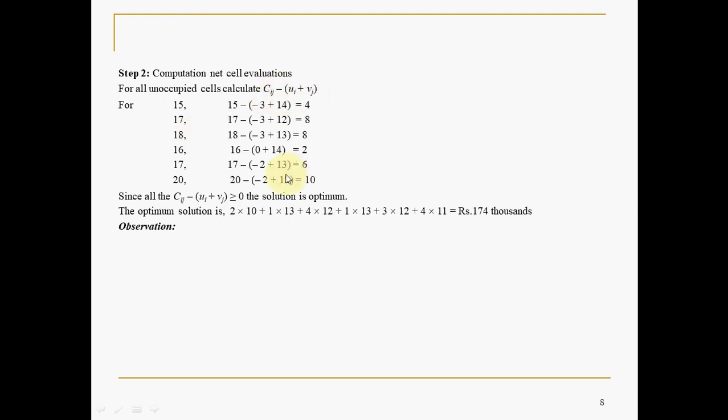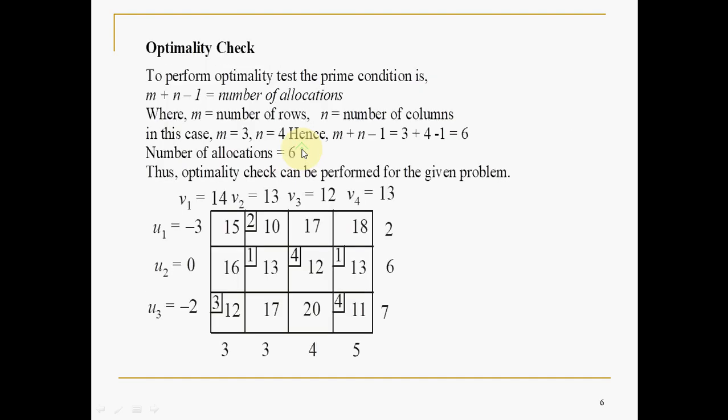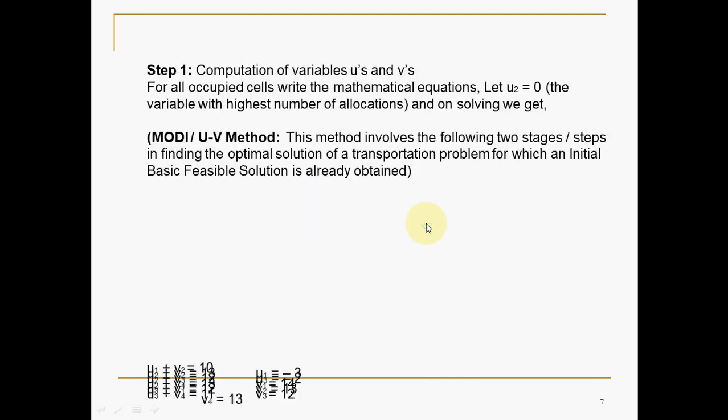For example, let us take the first unoccupied cell. Please note that this computation of net cell evaluations is done for unoccupied cells. If you take 15, why am I taking 15? It is the first unoccupied cell, it is nothing but this one. This minus the summation of this plus this. You can calculate here itself, but I have given it in the form of an equation. Next is 17. This is called Cij, C means cost, ij means ith row, jth column. So minus u1 plus u3 in this case, with respect to u and v. That's what I have done here.